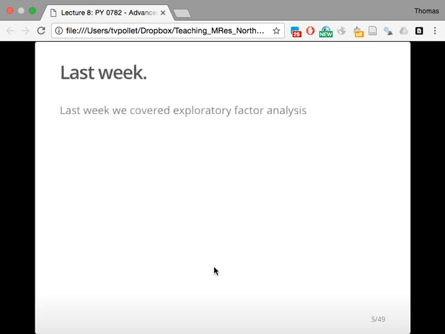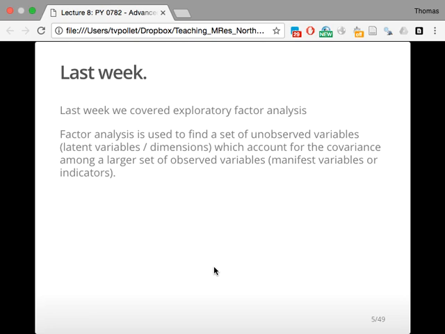So last week we covered exploratory factor analysis. Factor analysis, as you remember, is used to find a set of unobserved hidden structures in your data. So the idea is that, for example, you might not be able to assess intelligence directly, but by giving people lots of different tests, like Raven's progressive matrices, reaction time tests, all sorts of other tests, you might be able to capture this hidden construct or this latent construct that you're trying to get at.